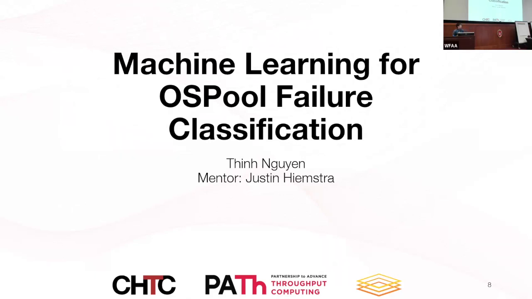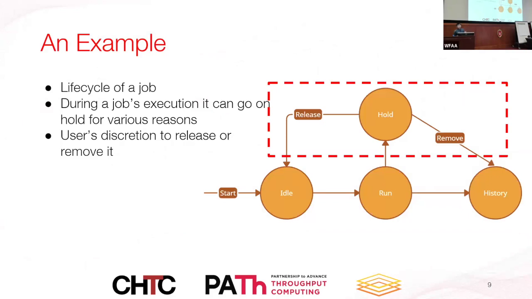Hello, my name's Finn. For this summer, I've been working with Justin Hiemstra on machine learning for OSPool job classification. I would like to start with an example. Let's say we have a user that's trying to upload a job onto the OSPool. The job starts in the idle state, and then it transitions to the run state. However, while it's executing, something happens that forces Condor to put it into a hold state. Now it's up to the user to decide whether to release the job so that it can run again, or to remove it and put it into history.